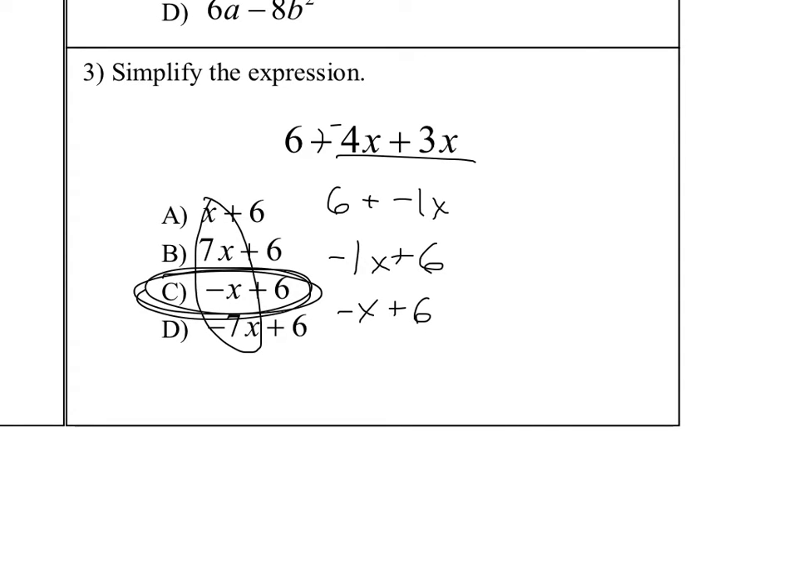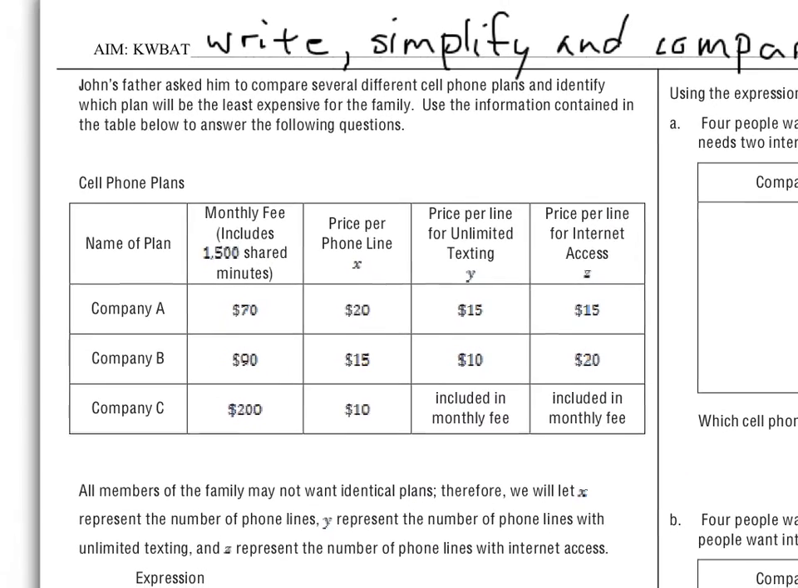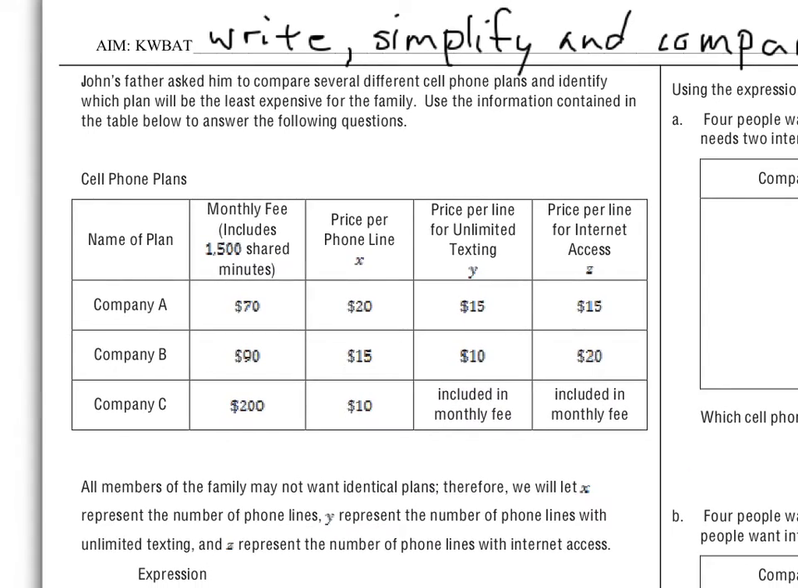All right, let's move on and look at our aim for today. Today's aim, we're going to write, simplify, and compare equivalent expressions. And we're going to do this in the context of some real-world problems. So we're going to start here looking at this first problem. It says John's father asked him to compare several different cell phone plans and identify which plan will be the least expensive for the family. Use the information below contained in the table to answer the following questions.